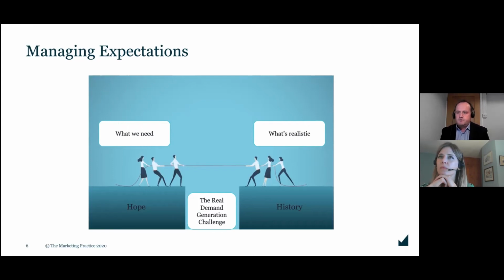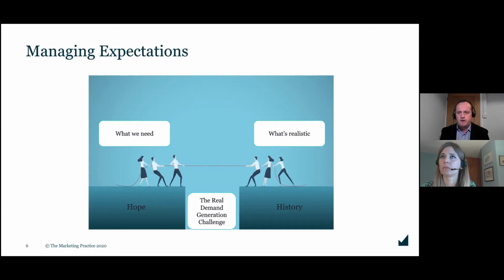So for me, the real demand generation challenge is the balancing act between what we know people need and the pressure within the business, versus what history tells us is realistic, what behavior we've seen work and has come through in the past. And it could well be that if you need this pressure at the end of the quarter and you need business to be closed, a demand generation campaign isn't necessarily the right option for you.